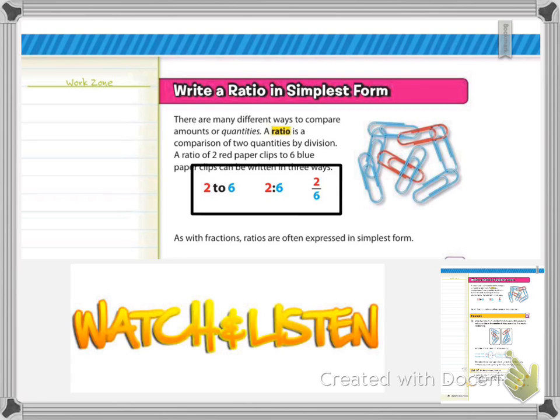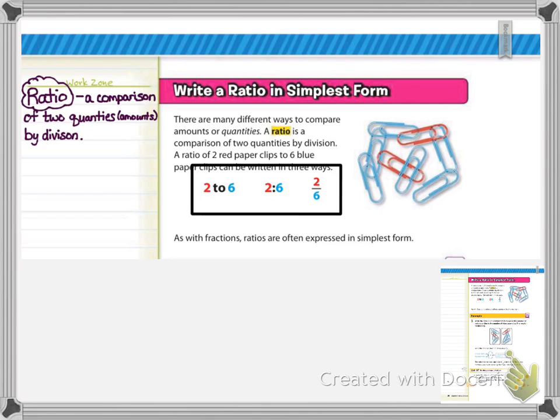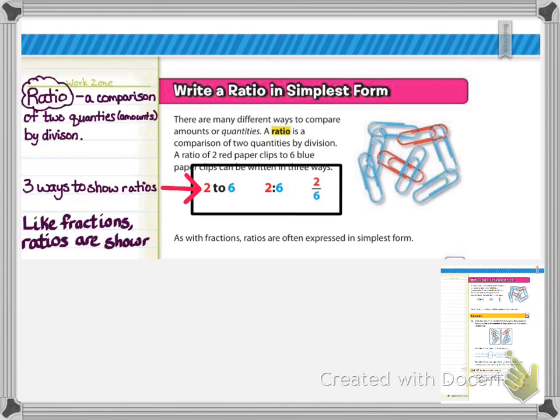So now it's your turn to start writing some stuff. You can see at the top left in the work zone area, I would like for you to write the word ratio and then define it: a comparison of 2 quantities, which means amounts, by division. Remember, there's 3 ways to show ratios, and I've got them in that box with an arrow drawn to them. And the last thing that I haven't mentioned exactly yet is that just like fractions, ratios are going to be shown in simplest form. We're going to be talking about that in a moment. So go ahead and get this copied down and pause your video. When you're ready, go ahead and press play again.